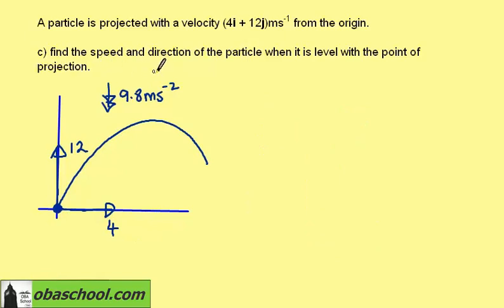Now in part C, we want to find the speed and direction of the particle when it is level with the point of projection. In other words, the particle goes up and comes down, and we want the speed and direction at this point. We know horizontally the speed is still 4. There is no acceleration horizontally. If there's no air resistance, it's also clear that the vertical component must be 12, because we're back at the same level. It will be 12 meters per second, but this time downwards.